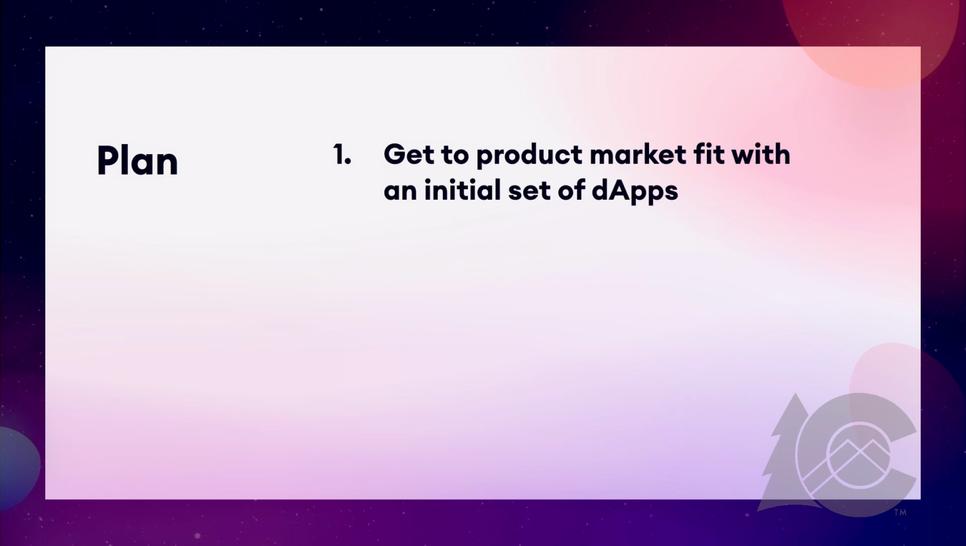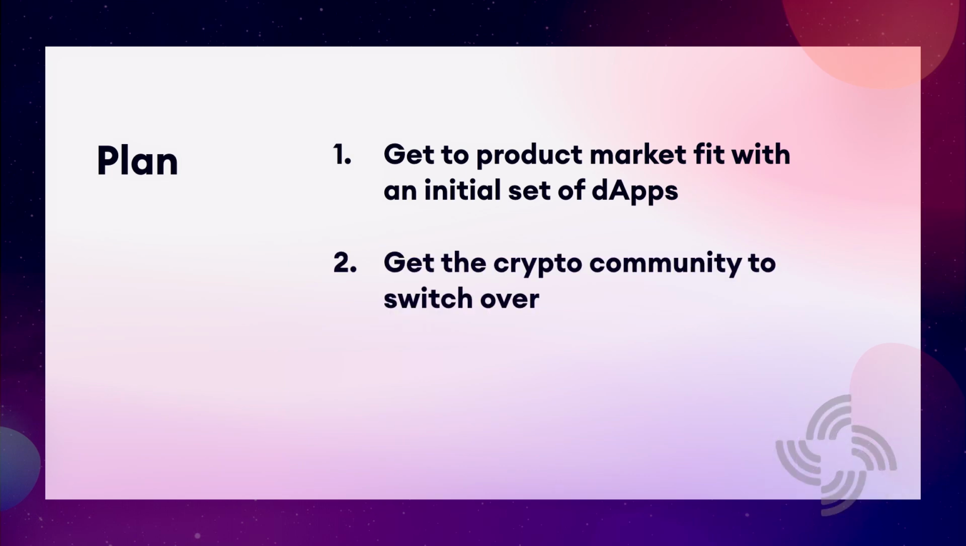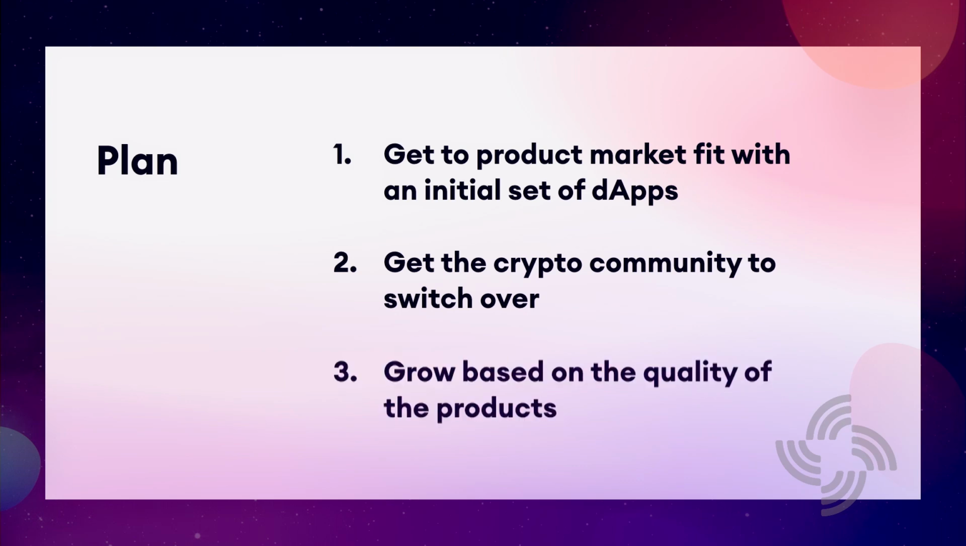The goal is to start by getting to product market fit with an initial set of dApps. Product market fit for me just means that of all of the options out there, this product is the way I want to solve my problem. We're doing a big push, and our goal is to see 5 dApps with product market fit in the next 6 months. Maybe some of those ideas can start this weekend. Then we want to get the crypto community to switch over, and we're going to do a lot of work on the community front. Then these dApps should be able to grow based on their quality.